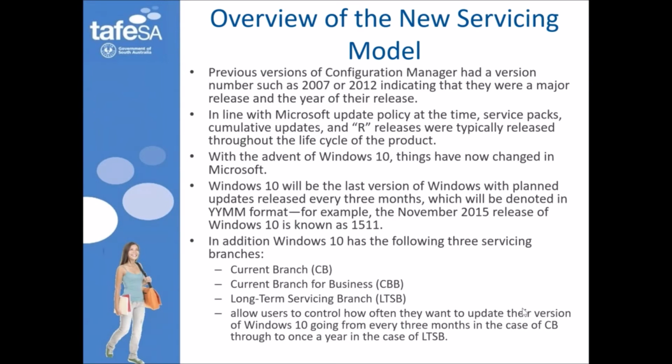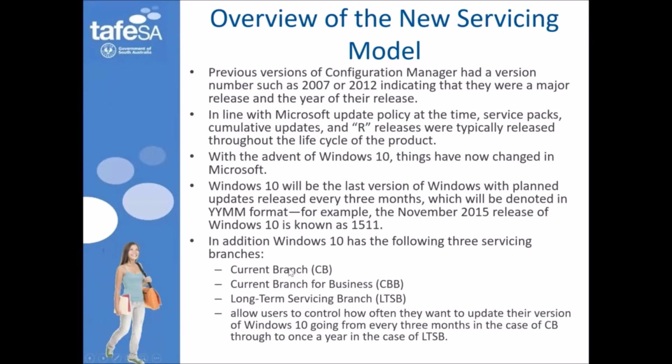So with Windows 10, the idea is that there's not going to be new operating systems to be upgraded in the traditional way. Instead, Windows 10 will be the last version with planned updates released every 3 months, which is denoted by that version that we talked about, the year and month version. For example, November 2015 would be 1511.